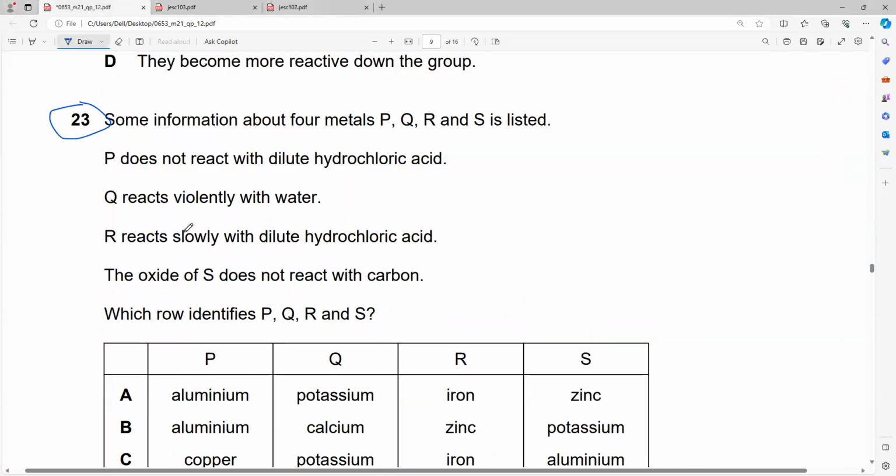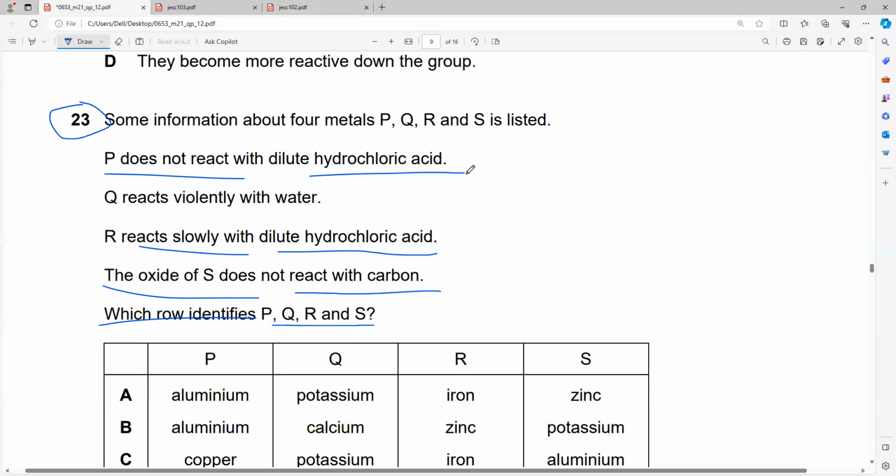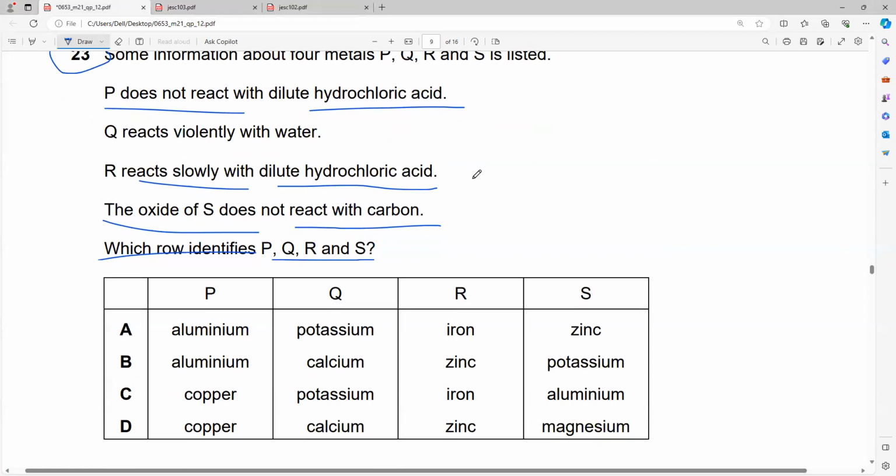Q reacts violently with water. R reacts slowly with dilute hydrochloric acid. The oxides of S do not react with carbon. Which row identifies PQRS? First one, P does not react with dilute hydrochloric acid. That means definitely, in the periodic table, is it at the last or first? Not reacting with dilute acids, it will definitely be at the last.